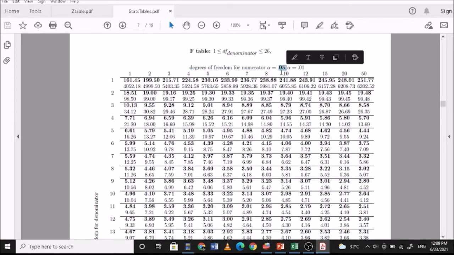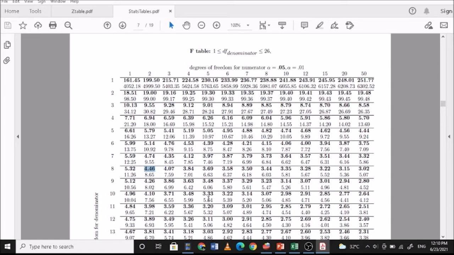In bold are the values if your alpha, or level of significance, is 0.05, and below that if your level of significance is 0.01. So usually you find the degrees of freedom. If there are 3 groups, the degrees of freedom would be 2, and let's say there are 10, so that would be 9. Okay, so the F value would now be 4.46, and we will reject the null hypothesis if your computed F value is greater than this given critical value. If your computed value is greater, you reject the null hypothesis.